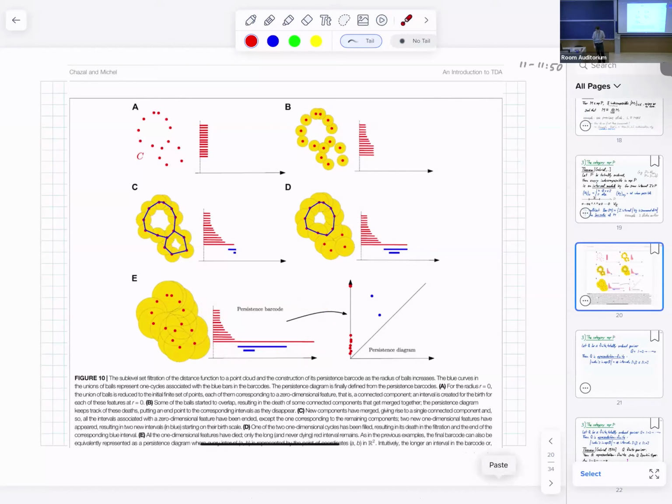I get indecomposables. The indecomposables are characterized by intervals, and I just write down those intervals here into one picture, and this is the barcode. So these are the barcodes. The red ones here are H0, and the blue ones here are H1.